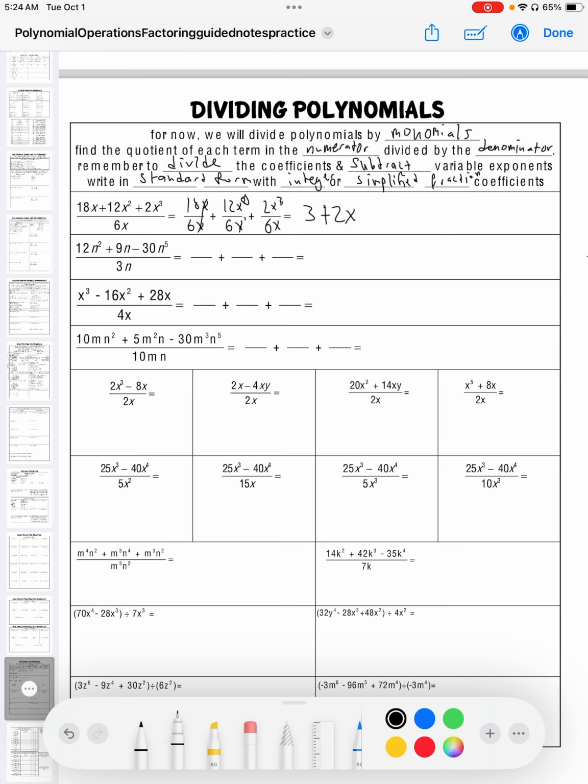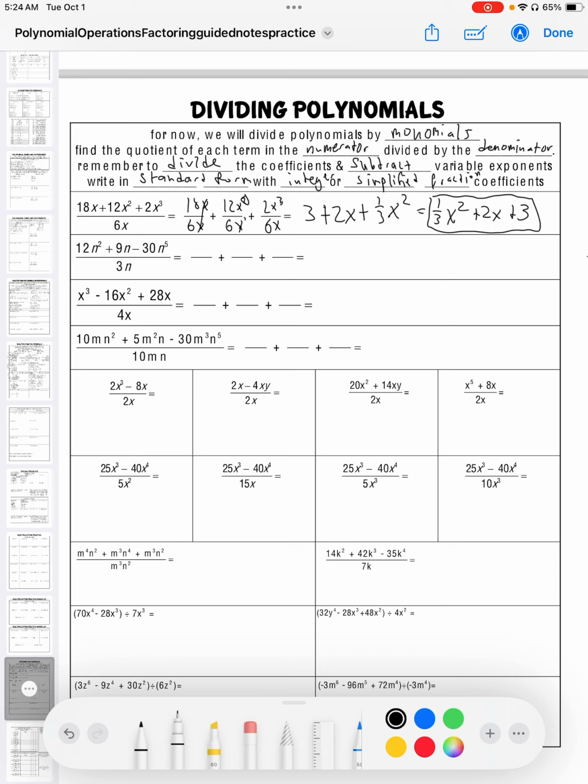Then finally for 2x cubed divided by 6x, 2 divided by 6 would simplify to 1/3, so plus 1/3. X cubed divided by x, we have 3 x's on top, cancel one of them out, we're going to have x squared. So now we've divided each of these terms, I need to put them into standard form. The 1/3 x squared would go first, then plus 2x, and finally plus 3. And there is my final answer for this problem.